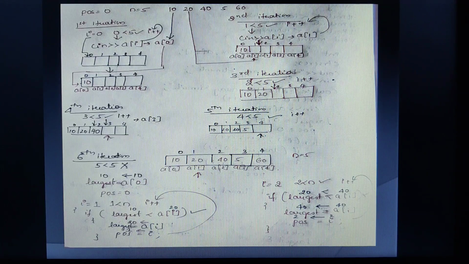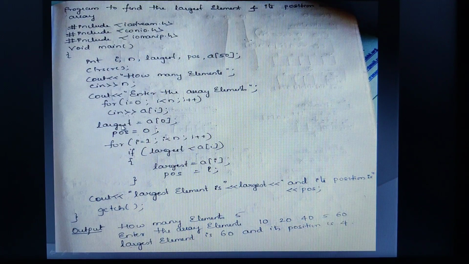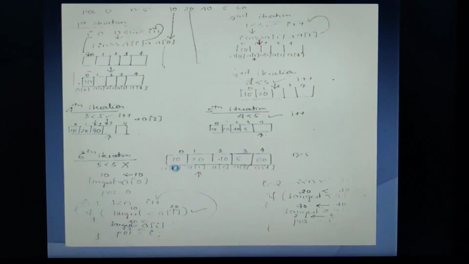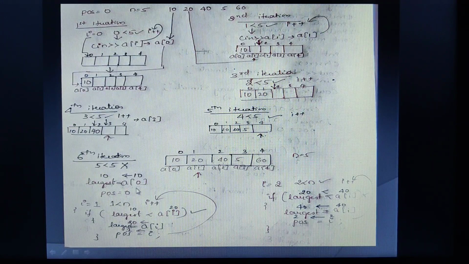Now till now we have discussed only this part of the code. Now we shall start analyzing the rest of the code. Here we have assumed A of 0 to be the largest. What is there in A of 0? That is 10. So 10 is being moved into a variable known as largest. Therefore largest will now hold the value 10.